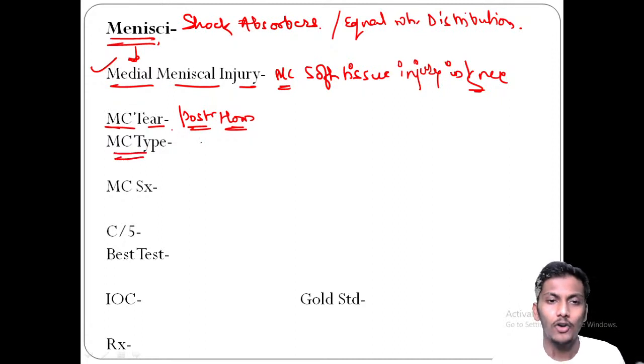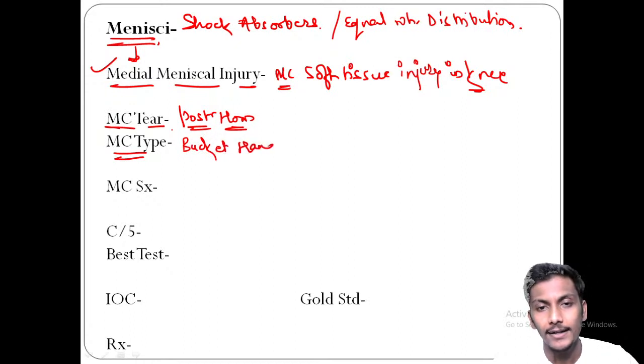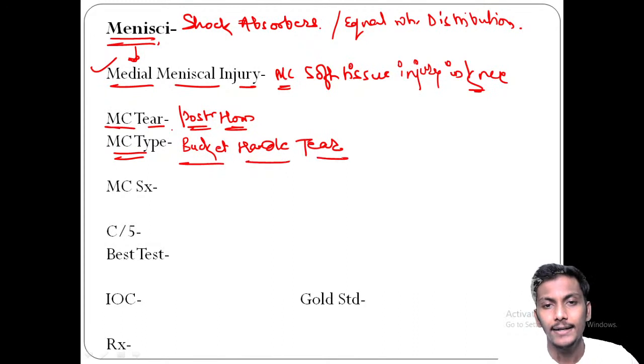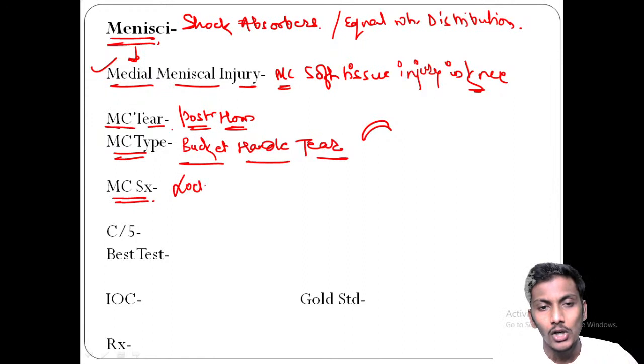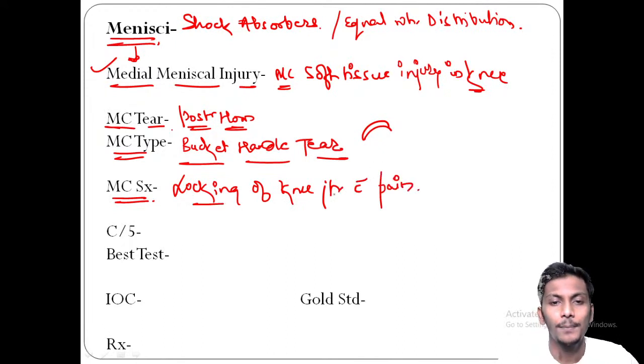The most common type we have already seen in the last image. The most common type of your medial meniscus injury is your bucket handle tear. The tear looks something like this, right? Important. Next, what is the most common symptom or the most common clinical feature in medial meniscus injury? Please remember, there would be locking of the knee joint along with pain. This is the usual clinical feature with which the patient presents to you.